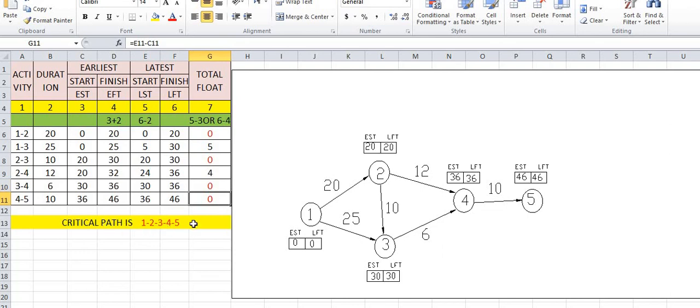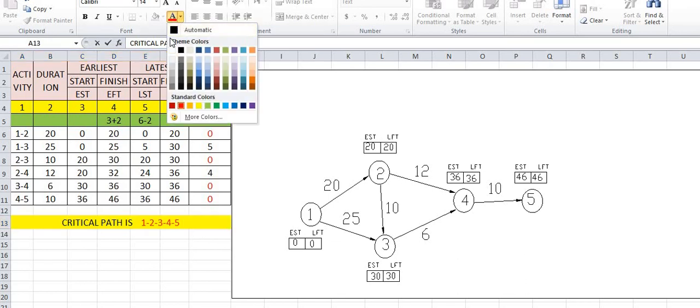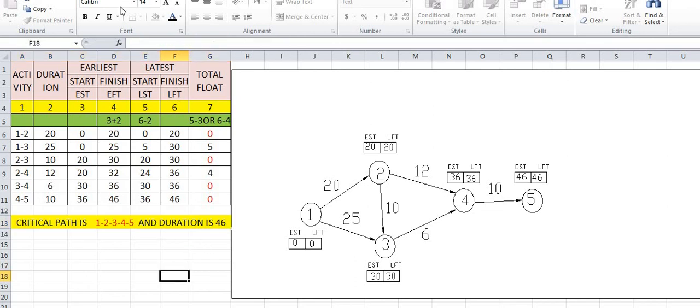That means this path is nothing but the critical path. What is the duration for this? The duration is 46. The maximum duration for this is 46. The CPM path is 1, 2, 3, 4, 5, and its duration is 46. It may be weeks or it may be days.